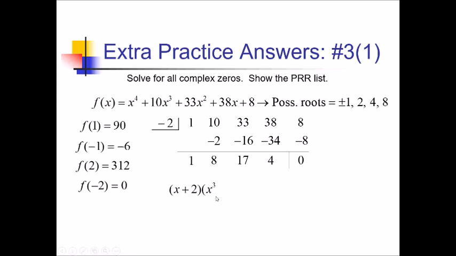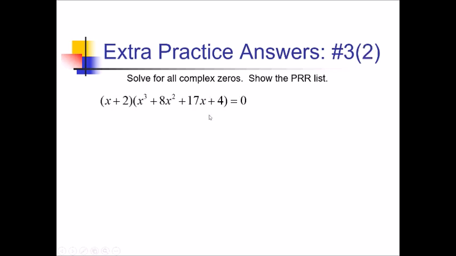So 1x cubed plus 8x squared plus 17x plus 4. And at this point, we're going to go to the next slide and break this thing down a little bit further. So here's where we left off on the last slide. We were trying to split this thing up and find the complex zeros.